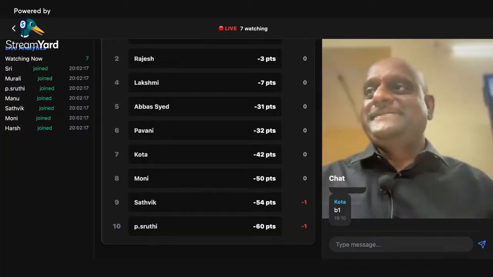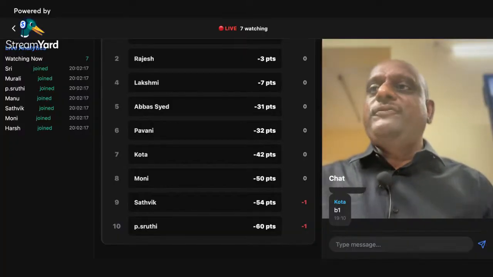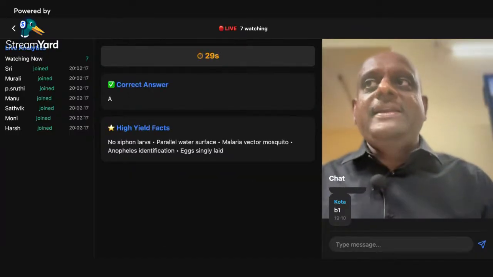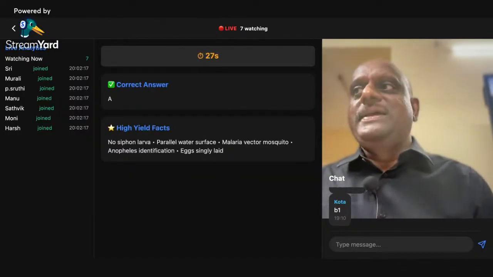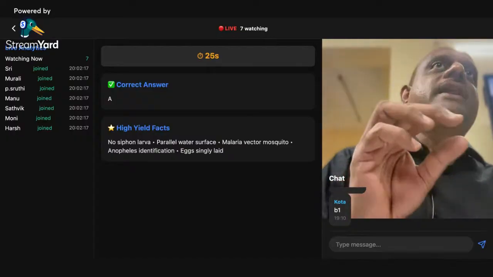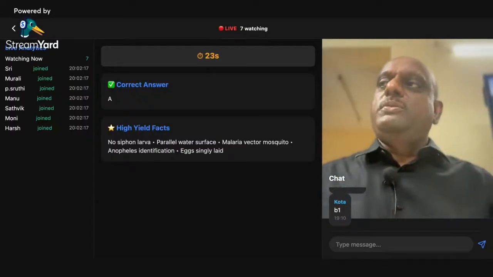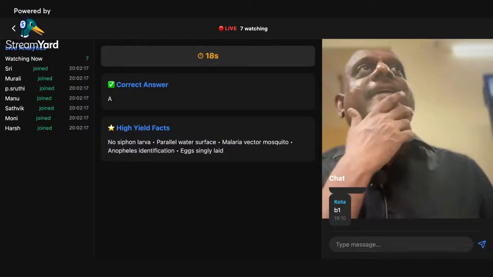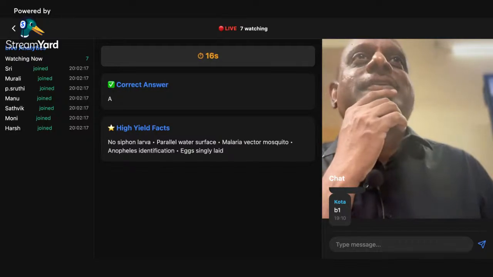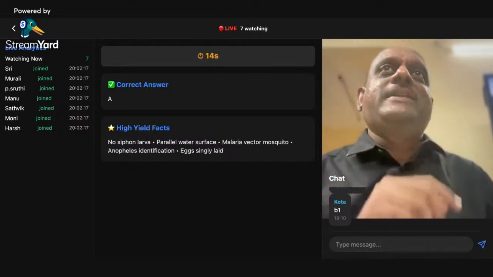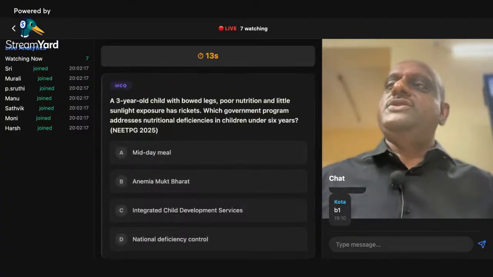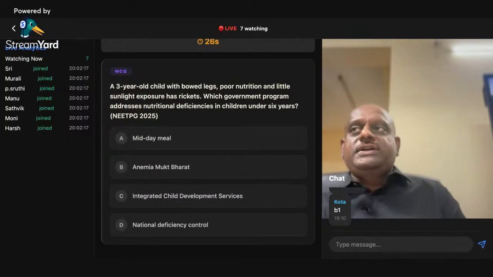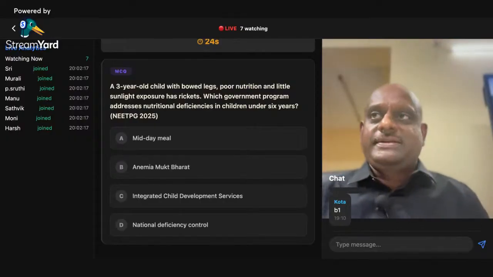Anopheles. Right? Good number of you chose Mansonioides, but hard luck. No siphon, larva parallel to water surface: Anopheles identification. Egg is laid singly. So tomorrow you will become an IVF specialist after doing MD Gynaecology. That time you will be thinking, why did I study this? You have to remember this also.